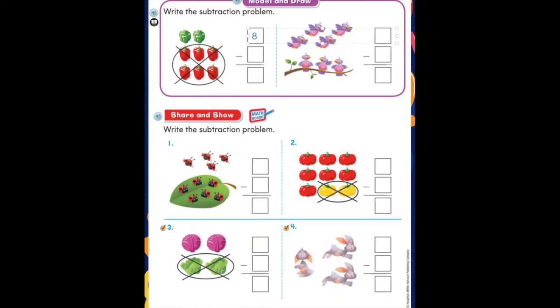Next, we see that 6 peppers are circled, 6 red peppers are circled and crossed out right here. So these are the number of peppers to subtract. Again, we have 1, 2, 3, 4, 5, 6 peppers that are crossed out. So we will write minus 6.